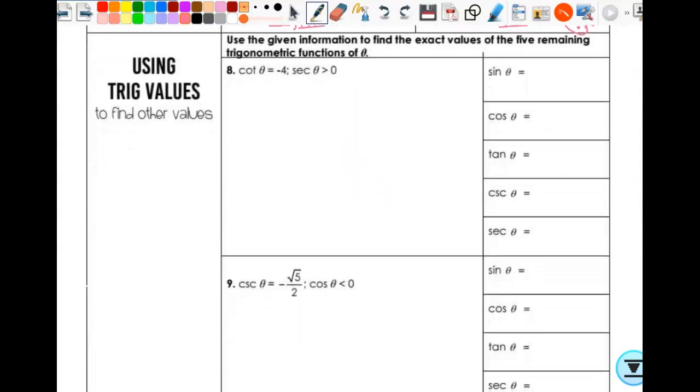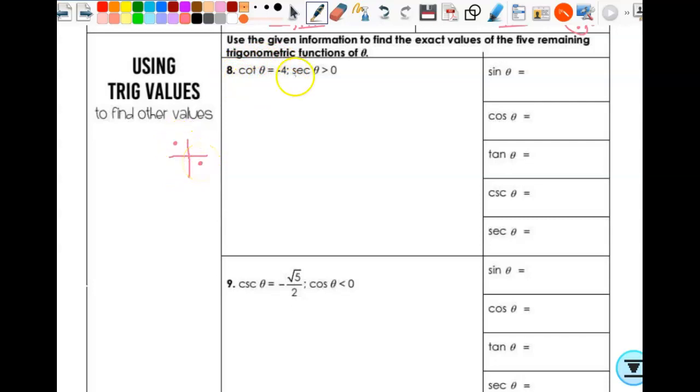We are given cotangent, it's negative, and secant's going to be positive. All right, so I'm going to make myself a little thing here. Cotangent, which is the reciprocal of tangent, so tangent is negative. This is how I know this from right here. So tangent's positive in the first and the third, so it's negative in the second and the fourth.